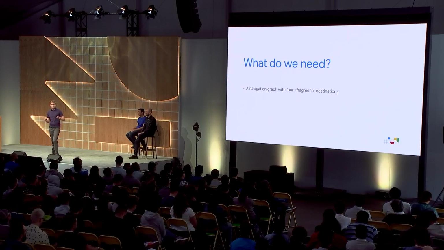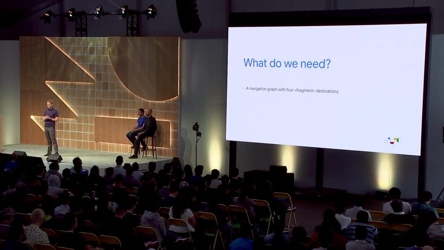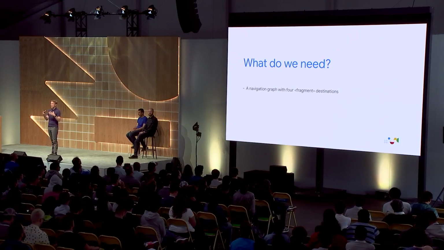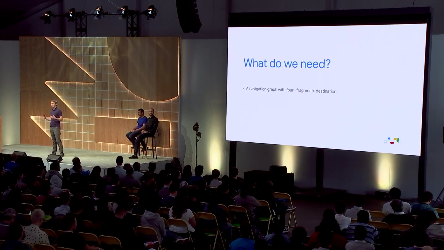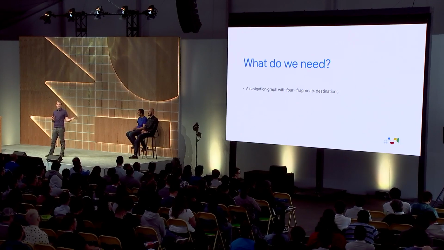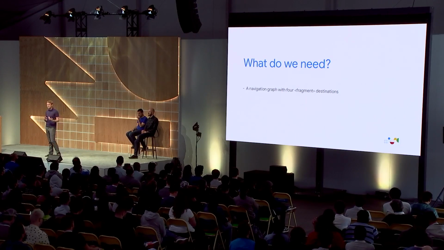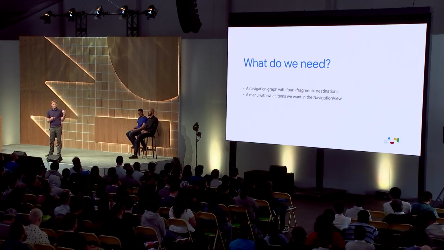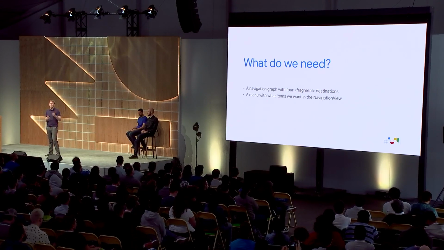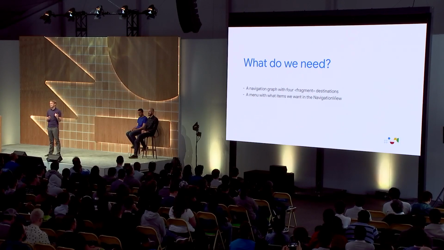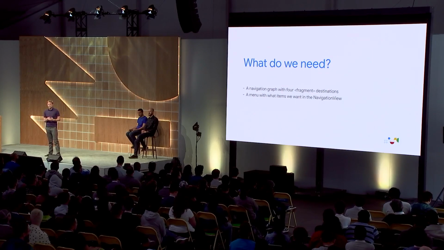So what do we actually need to build out this sample app? And it's a 40-minute talk, so we're going to go fast. But we have a navigation graph itself. This is the map of your app. And it has 4 fragment destinations, our 4 screens. Then, of course, we're going to have a menu. And that'll be for setting up our side navigation, our navigation view, with what items we want in that list.